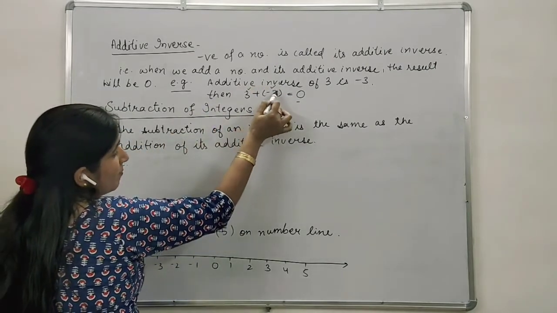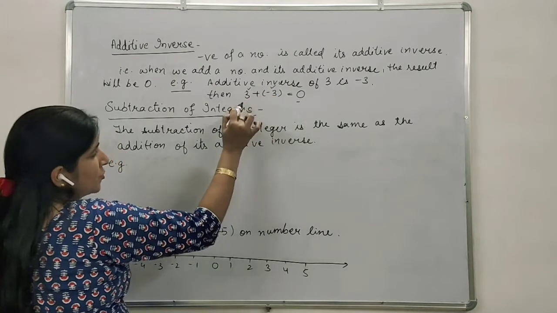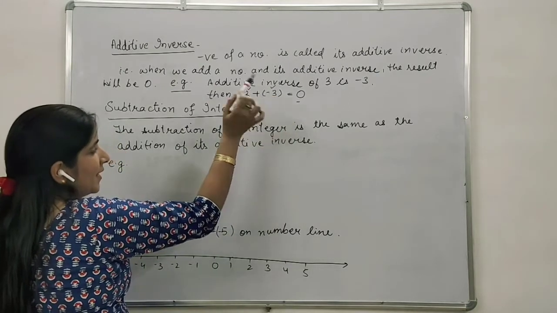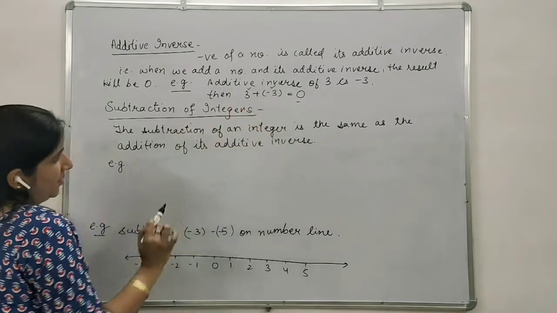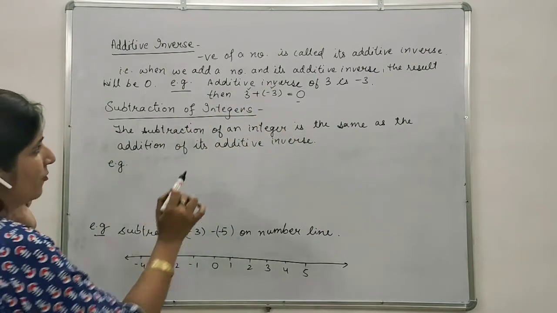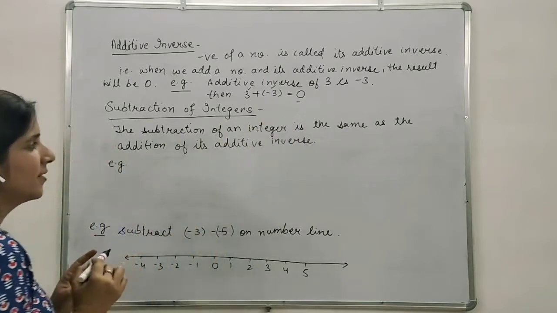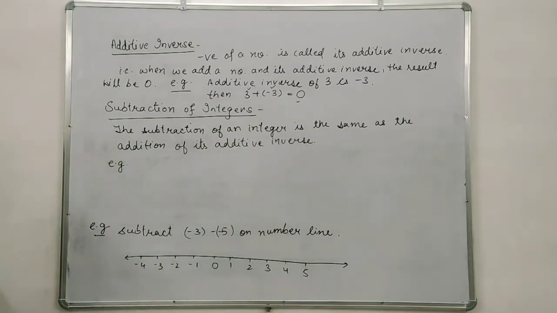If we talk about minus 3, its additive inverse has the opposite sign: the sign is minus, so the opposite sign is plus. So what is the additive inverse of minus 3? That is positive 3. We add them and the answer is 0. So this is called additive inverse.